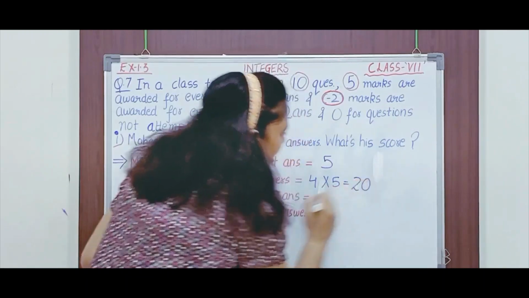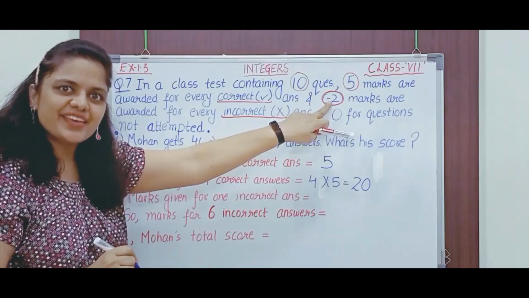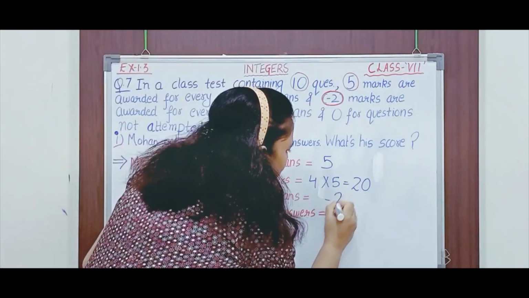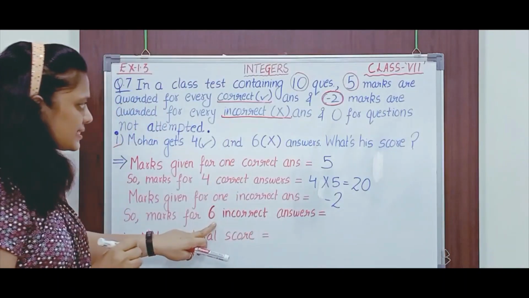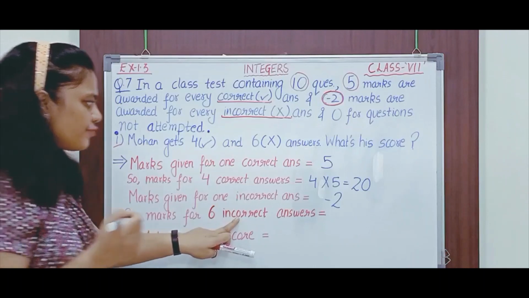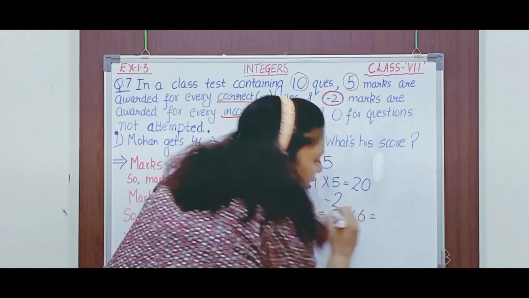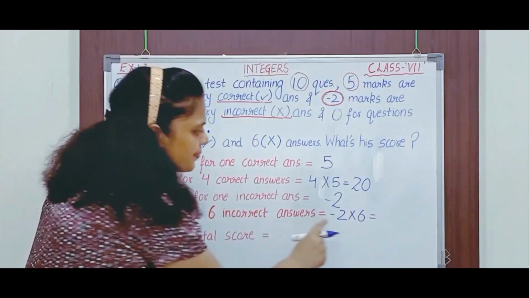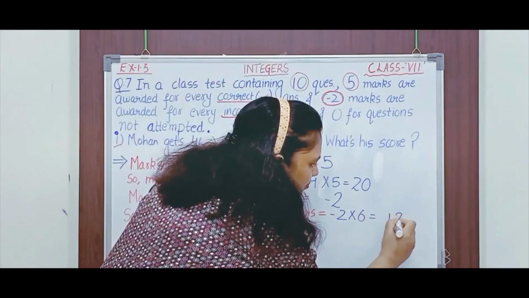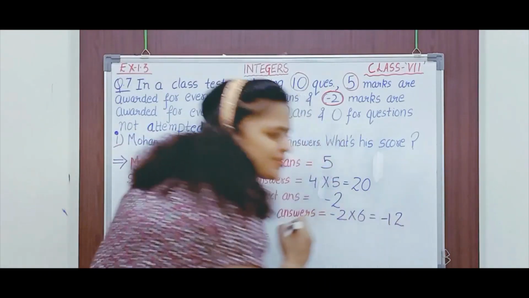Alright. Now, what are the marks given for one incorrect answer? It is already being given in the question as minus 2. So, what will be the marks for 6 incorrect answers? Because Mohan has got 6 incorrect answers. Again, it would be minus 2 into 6. We just need to multiply. I already told you the example for chocolates. So, 2 into 6 is 12. And minus plus is always minus. So, I am going to put minus over here.